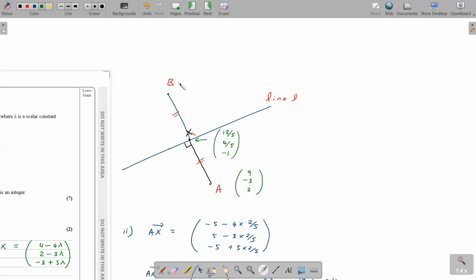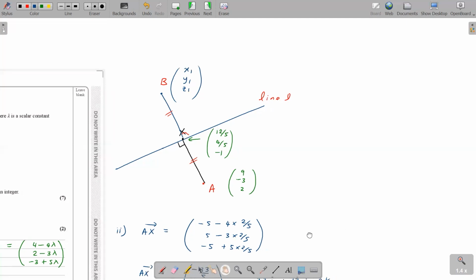So how do I get the B coordinate? Basically, A is reflected from X to the point B, right? So X is the midpoint of B and A. So you could use the midpoint theory here. This is the X coordinate of B, Y coordinate of B and Z coordinate of B. Or just use x1, y1, z1, some notation. Okay, just use some notation, and let's get the answer.